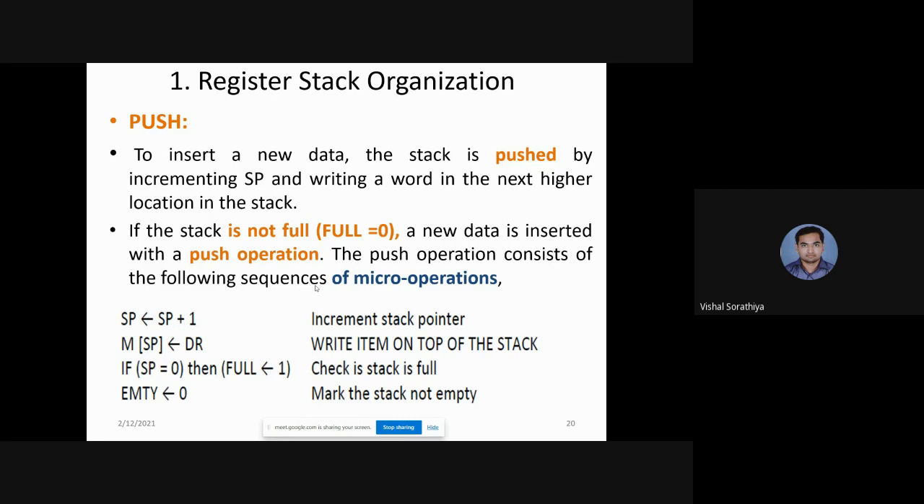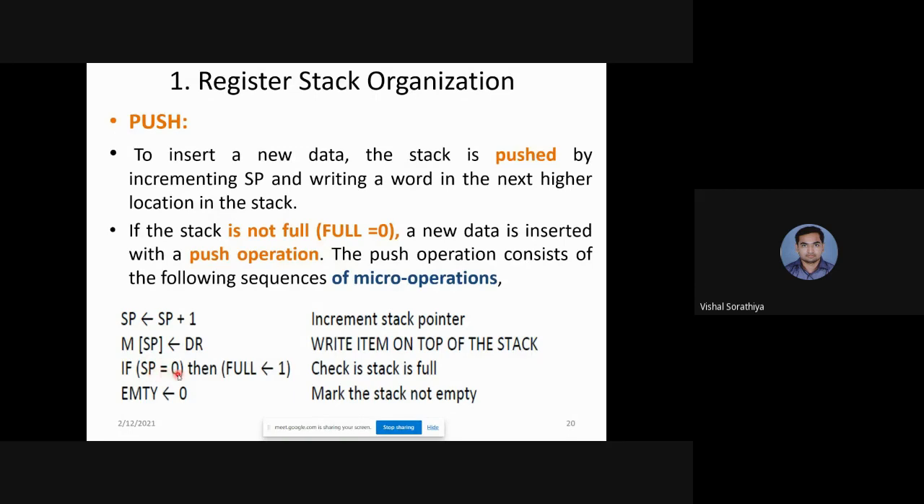So whenever you write a push, what happens? The stack pointer gets incremented by 1. Then write the item on the top of the stack. Whatever the data register value is, it is stored at the location pointed to by the stack pointer in the stack memory. That data is stored over there.